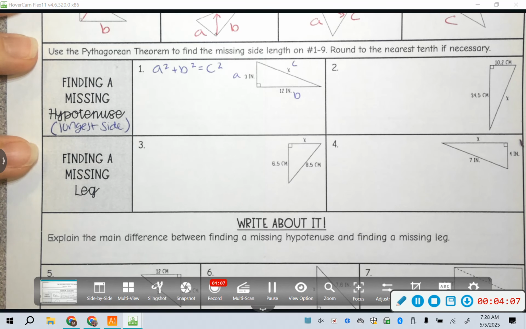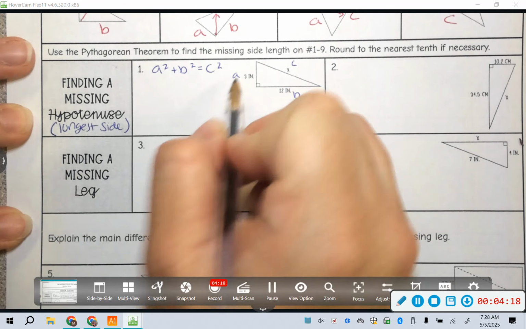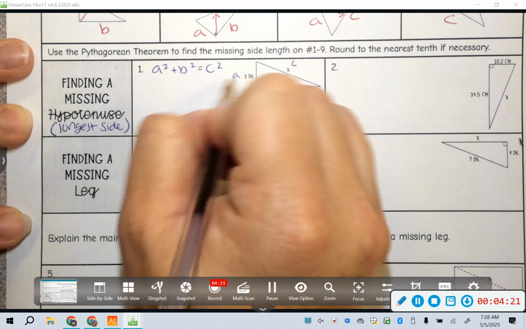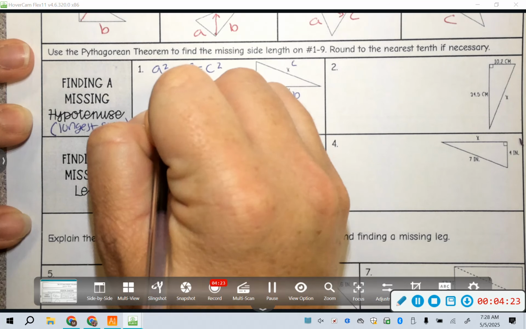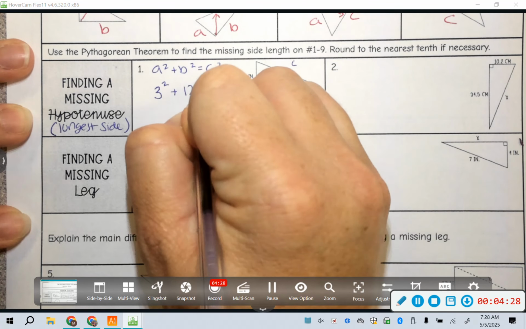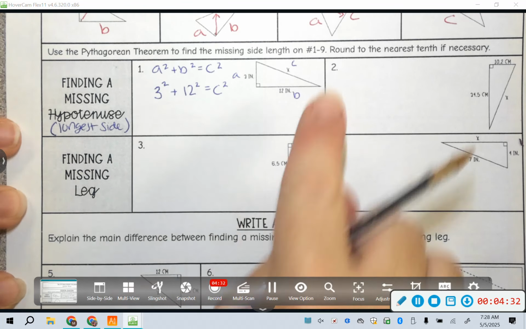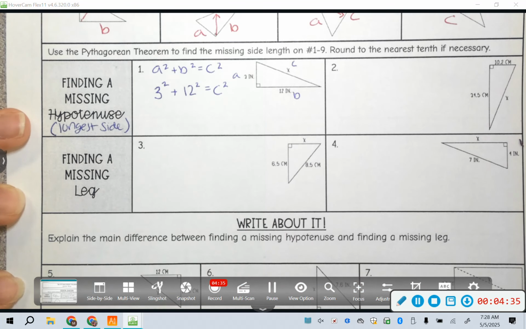Now, I will tell you the best part about Pythagorean theorem is we don't really have to worry about negatives, because can you have a negative side length? No. So we don't really have to worry about parentheses, because that's when parentheses are super important. So what's the length of A? So we're going to say 3 squared plus what's the length of B? So 12 squared equals, and we don't know C, so I'm going to say C squared. We labeled it X, but I would just rather leave it C, because then whatever I get at the end is my answer. Okay. So from there, we're going to use our calculator.